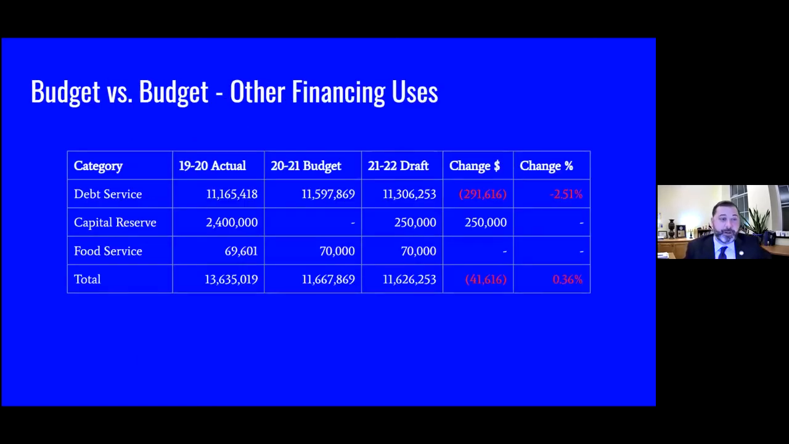Again, to look at it from a dollar by dollar, year by year situation, you can see the reduction of $291 there for the bond payment. Again, that could have been $800,000 higher than it currently is. The new capital reserve transfer, which if you look back to the 1920 year, you'll see that significant transfer to do our turf and capital projects in the 1920 year. And then again, our yearly food service transfer to offset some of their overhead costs.